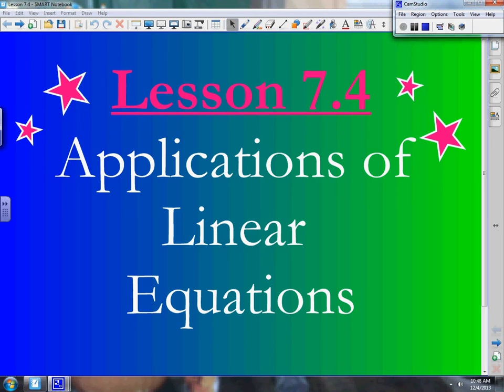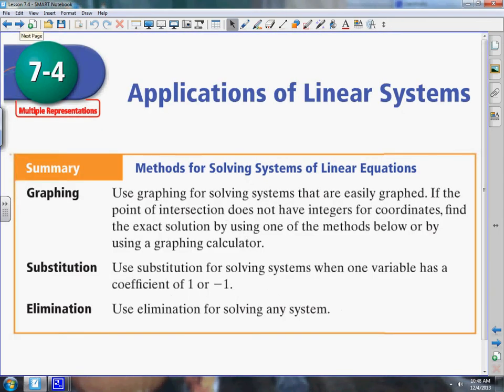Hello, lesson 7.4 is applications of linear equations. So make sure you title your paper. This is going to be a little bit different of a lesson because it's story problems. So you'll have 3 story problems, and I just want you to copy down the problem and how I solve it.